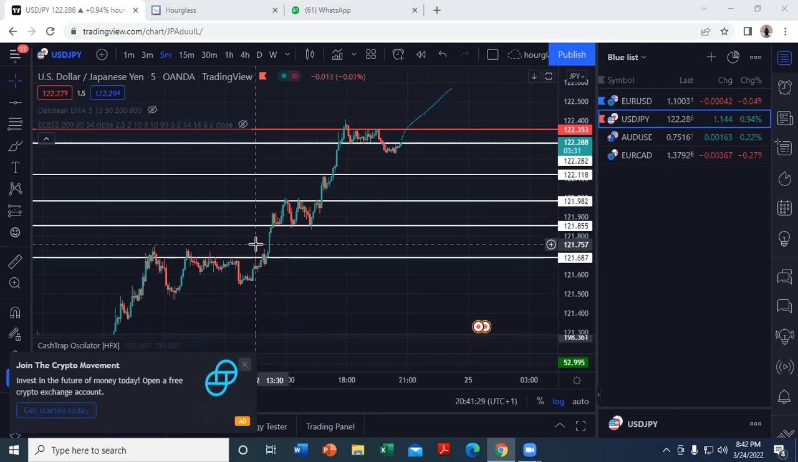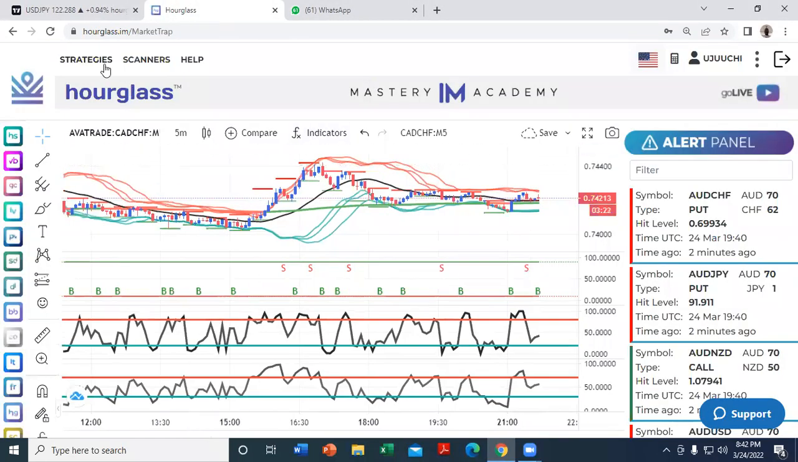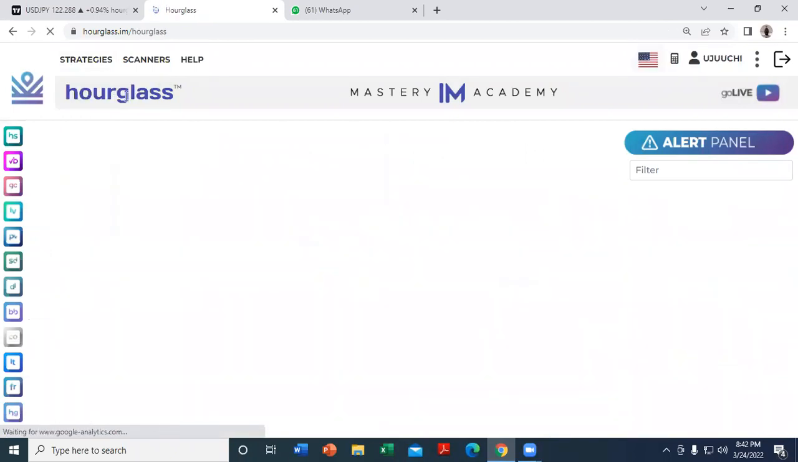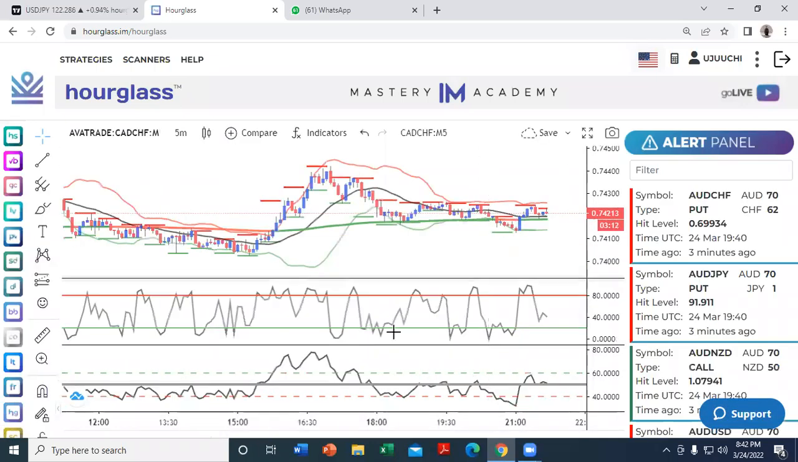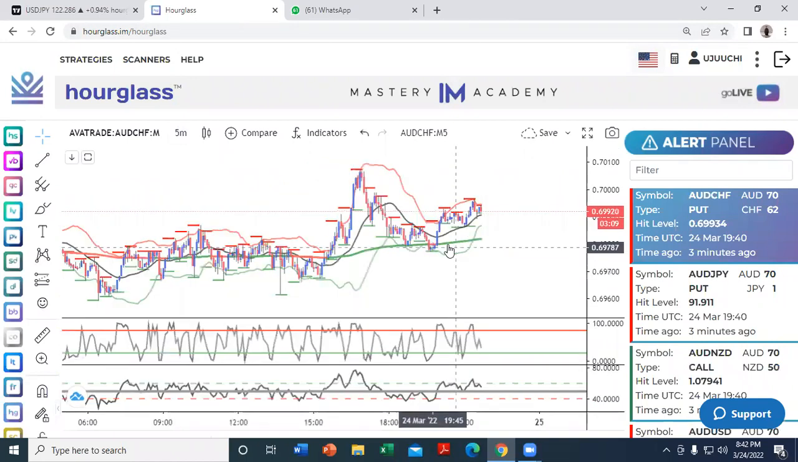Now, what do I need to do? I need to go back to my academy, to my hourglass, to my strategy. Hourglass is my own favorite. Hourglass itself, not market trap. It's my own favorite. That's why I like to teach it and teach it and teach it. Because if you are patient, it's a very beautiful software to use.